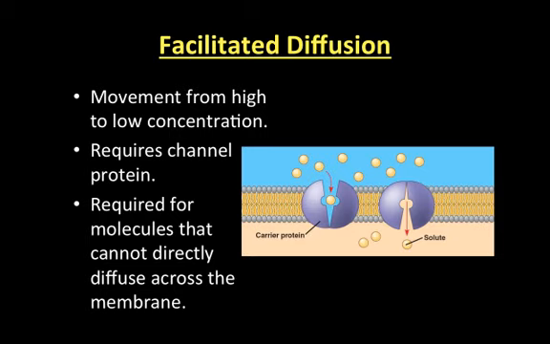Sometimes these protein channels are open, sometimes they're closed. It just depends upon what's needed inside the cell, what's needed to go inside and what's needed to go out. So definitely some really important things going on here with regular diffusion and facilitated diffusion. Again, the main difference is that facilitated diffusion requires a protein channel. Both are from high to low concentration.